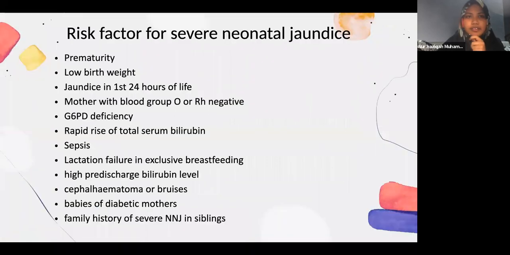Okay, so neonatal jaundice is when the baby, usually less than 1 month, happens to have jaundice. So we need to identify the risk of the baby to have severe neonatal jaundice, which is listed down below, which are prematurity, low birth weight, jaundice in the first 24 hours of life.